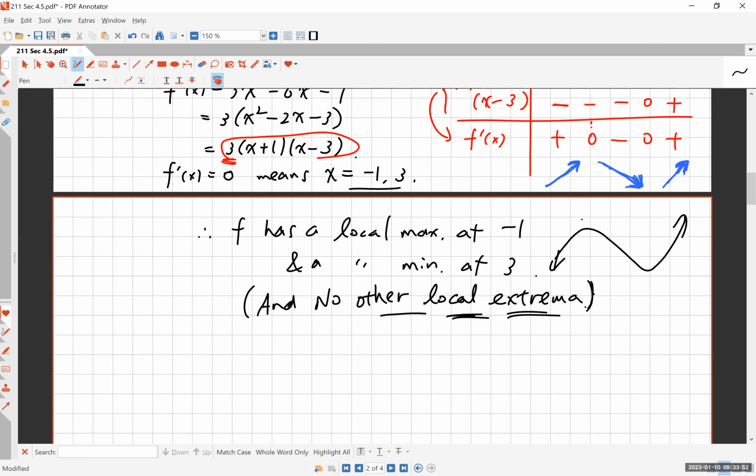Okay, if you look at this, this is where x is -1, and this is where x is -3, and the graph is a third degree polynomial, so the end behavior is also correct. It goes up this way and goes down this way. All right, wonderful. All right, here's another example.